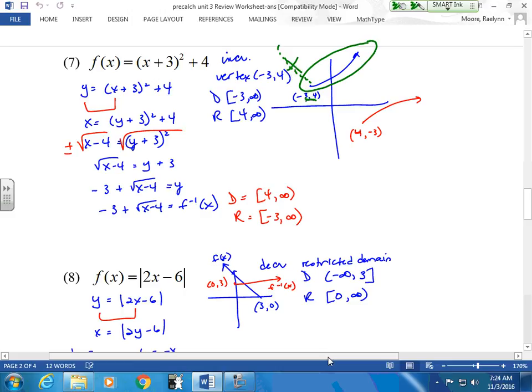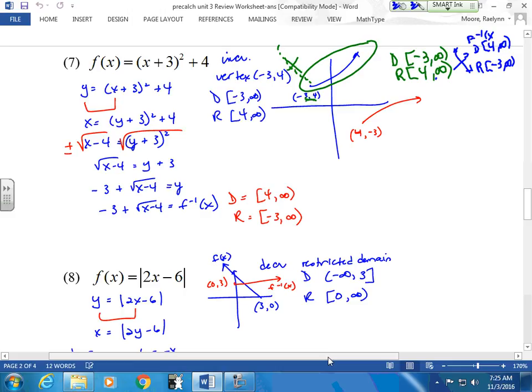So my domain, at my vertex where I cut it, now says from -3 to infinity. And what does my range say? 4 to infinity. So easy for me, when I interchange them for my inverse, my domain now is going to become my range. My range is going to now become my domain, because don't all the y's turn to x's and all the x's turn to y's? So my domain now is going to be 4 to infinity.